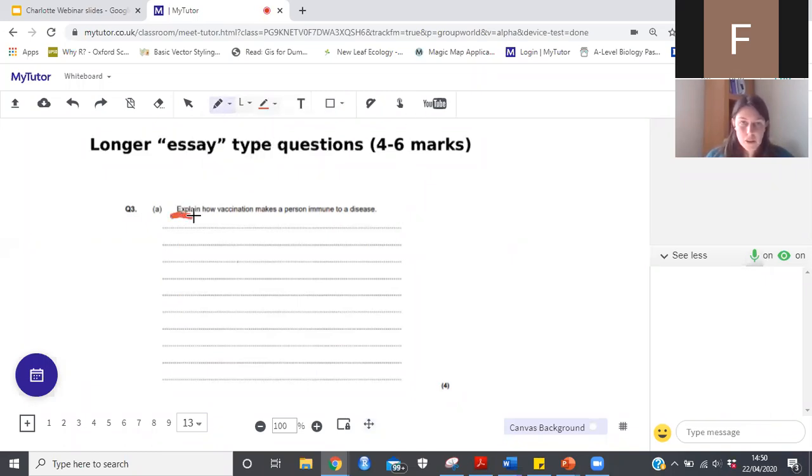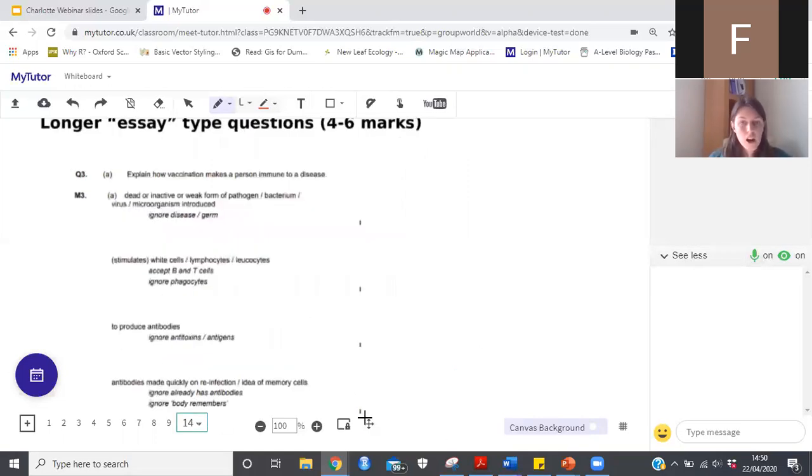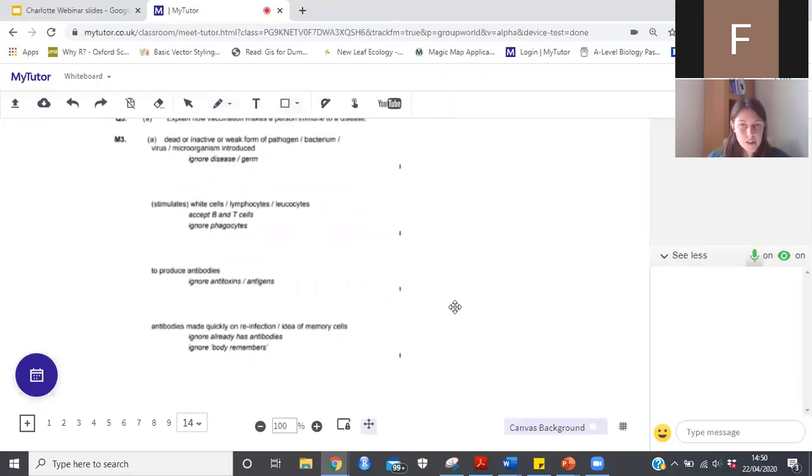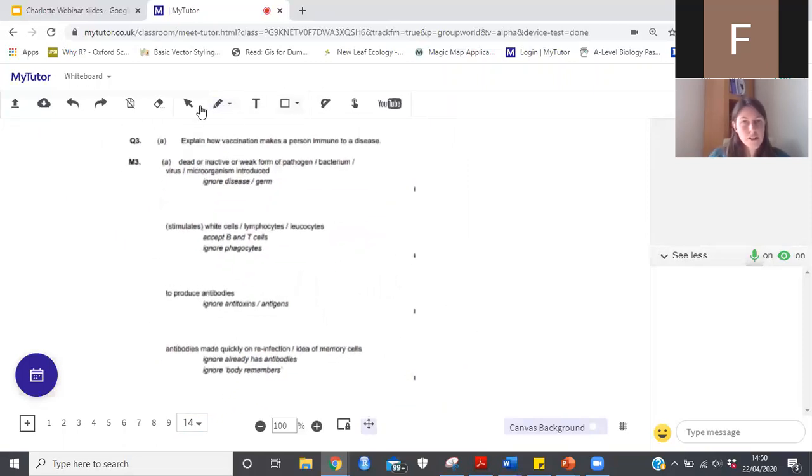It's an explain question. How vaccination makes a person immune to a disease. So we're talking about vaccination and immunity. It's 4 marks. So generally for a question, you need to make as many points as there are marks for this type of question. So 4 points, 4 marks. I've pulled up the mark scheme again for you to have a look at. So these are the suggestions that they have given for those 4 marks.